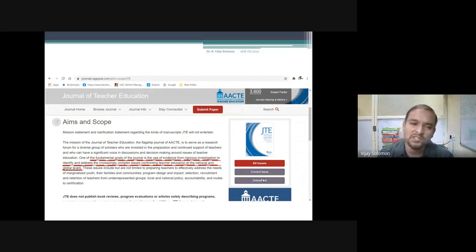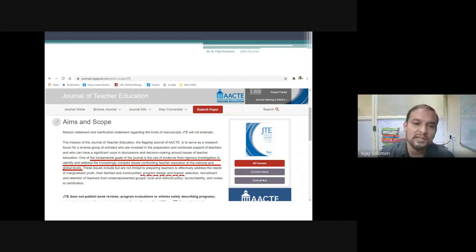So you look at this particular journal, which says that one of the fundamental goals of the journal is the use of evidence from rigorous investigation to identify and address the increasingly complex issues confronting teacher education at the national and global level. If your research work doesn't fit into this particular scope, let us not push our paper to this particular journal.